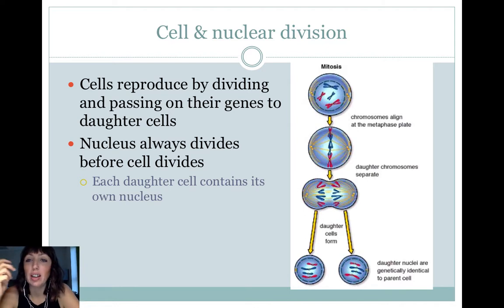The chromosomes align at the metaphase plate. They replicate. The nucleus splits, and the cytoplasm begins to pull apart. Those centrioles are pulling those chromosomes apart. And then in the end, you have two daughter nuclei, which are genetically identical to the parent cell.